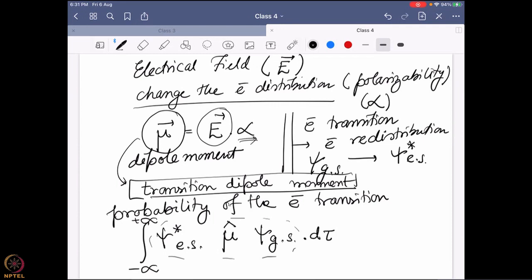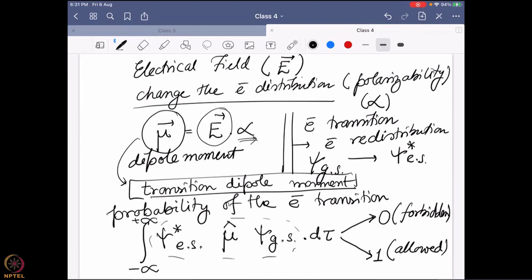And that is the physical origin of it. This transition dipole moment is coming because of the light matter interaction and how the light's electrical field is interacting with the electronic distribution of matter or electron. And this value of this integral can have two values. It can be zero, it can be one. If it is zero, then it is called a forbidden transition. The transition is not possible. If it is one, you can say it is an allowed transition.